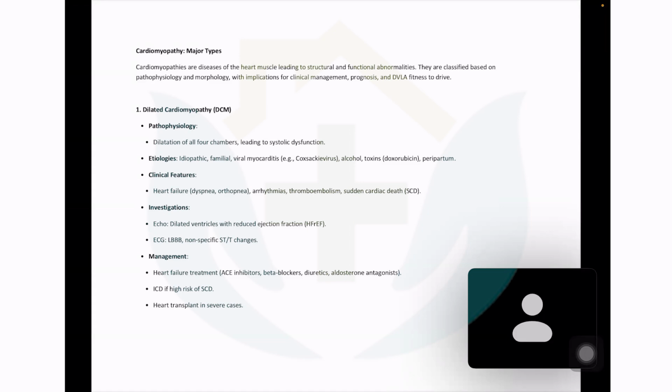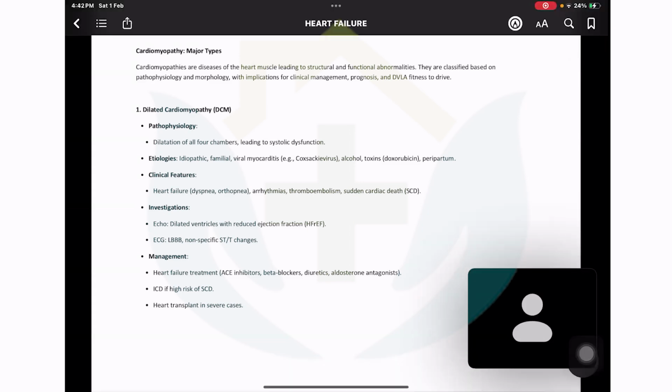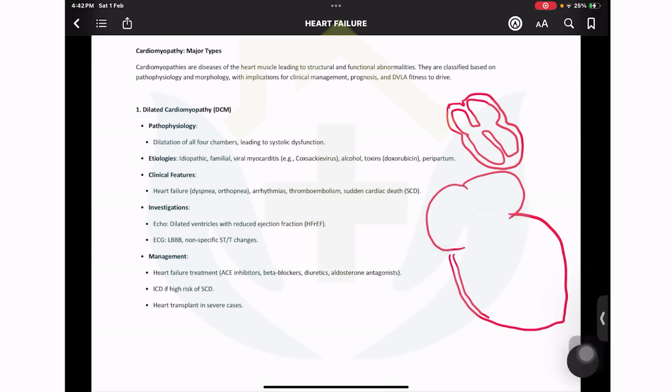So DCMP is basically when all of the chambers are dilated. If I say this is the normal heart, then in case of a dilated heart, we will see a thinned out LA, a thinned out RA, and thinned out ventricles. So we will see something like this. This is an LV, and where the LV should have had some good thickness of muscle, here it is thinned out. So it's basically a dilated heart.